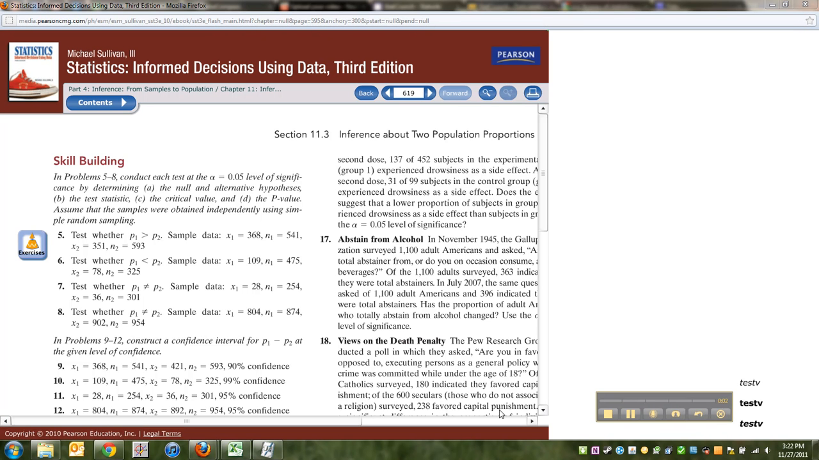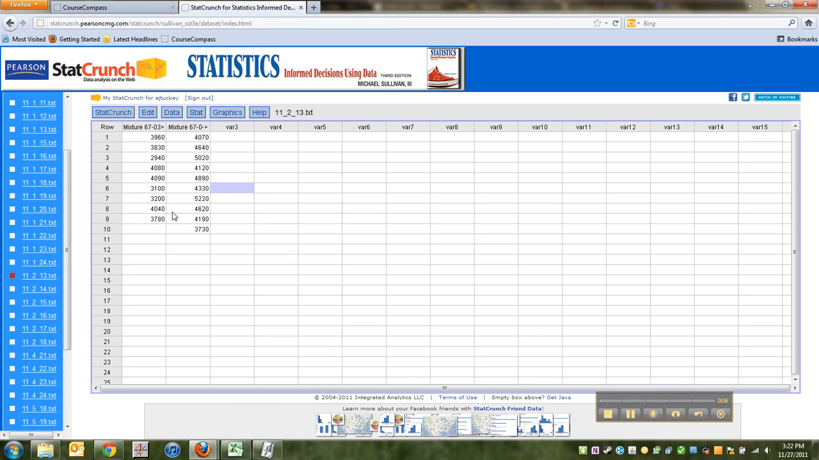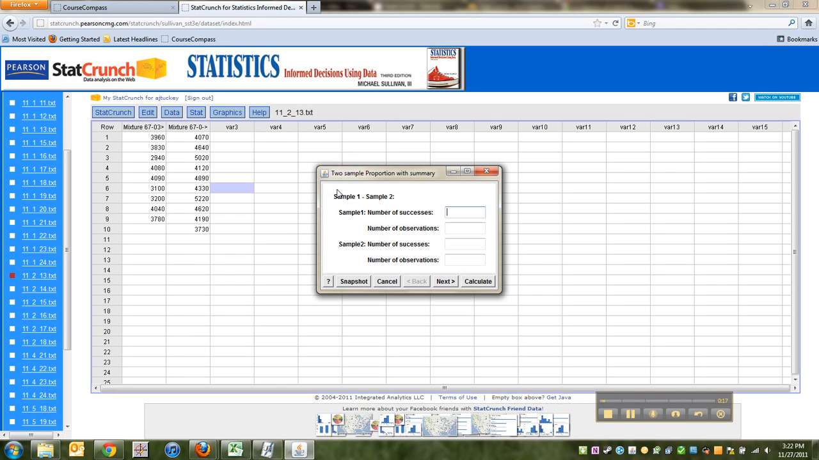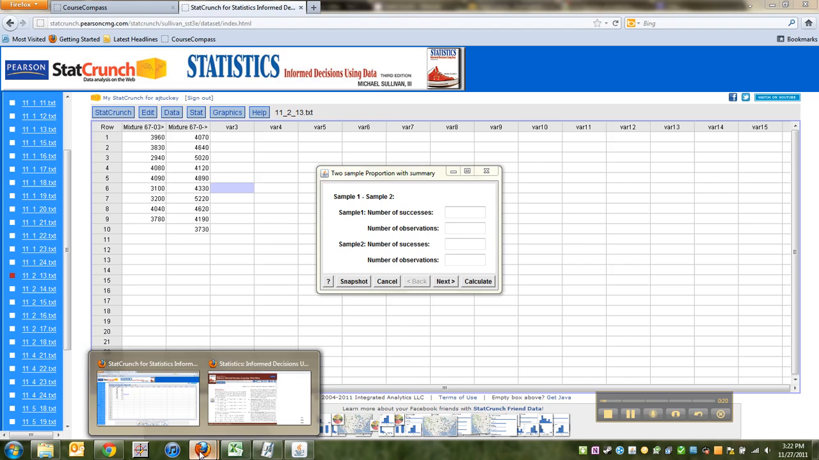Before I leave number 6 behind, I just wanted to show real quickly that it could also be done with StatCrunch. So here I am in StatCrunch. It doesn't really matter what you're doing. You click Stat, you go to Proportions, to Sample. We have a summary in this case. And then let me go back and find the data.